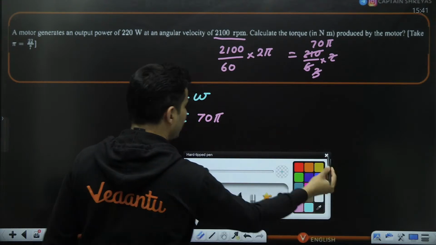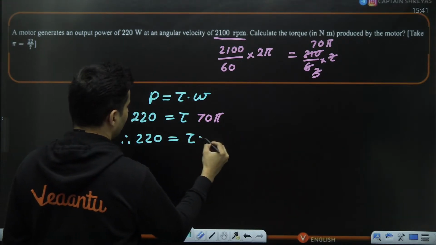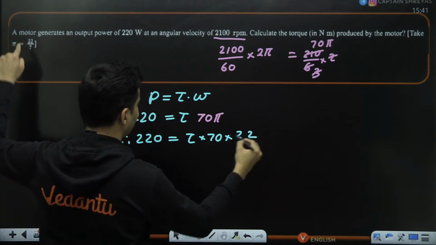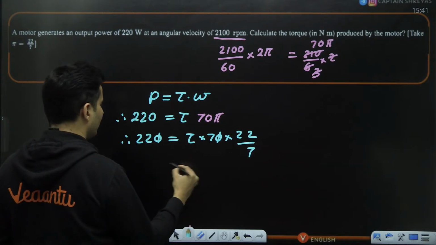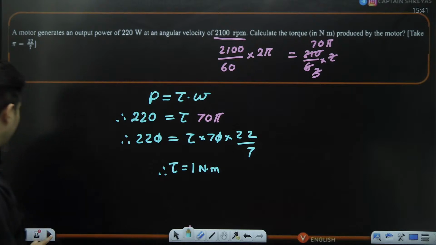So what next? Let's see. 220 is equal to torque multiplied by 70 pi. They have told to take it as 22 by 7. Now this 0 goes, 22 goes, 7 7 goes. Torque is simply 1 Newton meter. That's all. So 1 Newton meter is the answer.